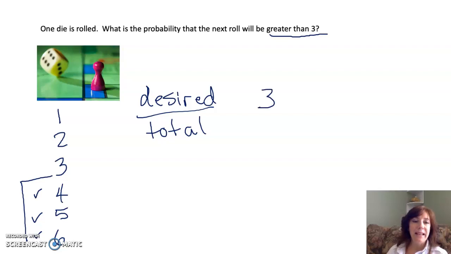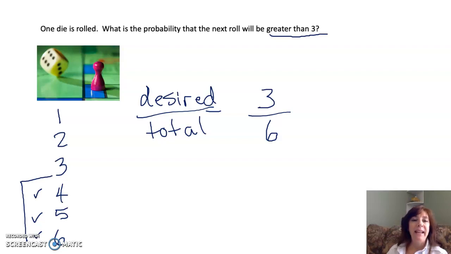3 ways to get what I desire, but there are how many total ways it could land? It could land any one of 6 ways. So my probability is 3 out of 6. Now you are becoming seasoned mathematicians, and you should be able to look at this fraction 3 over 6 and realize it is not reduced. Remember to reduce your final answer even when it's a fraction of probability.